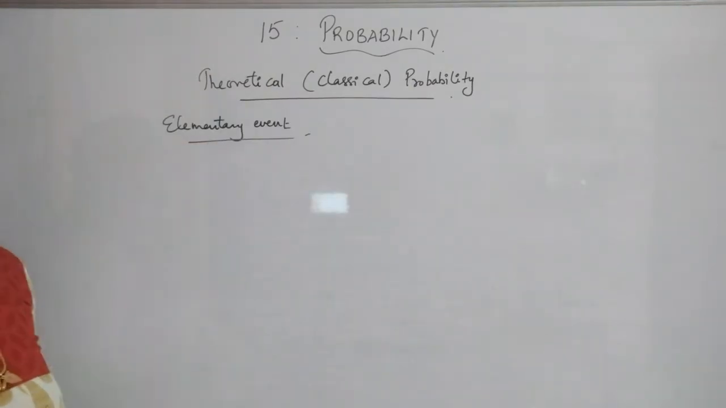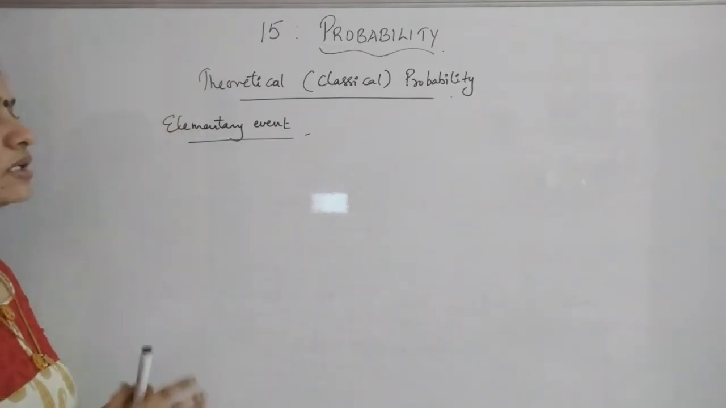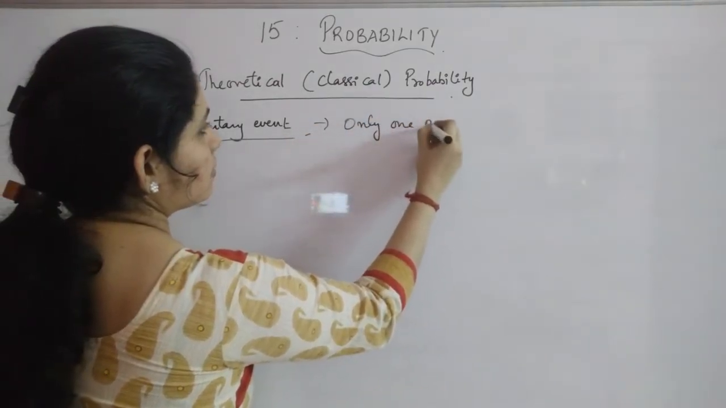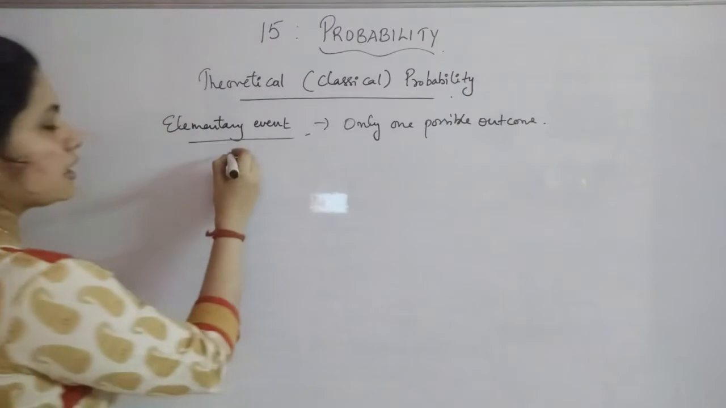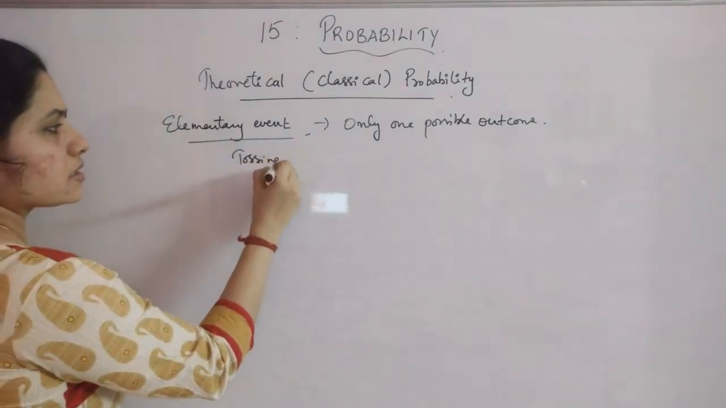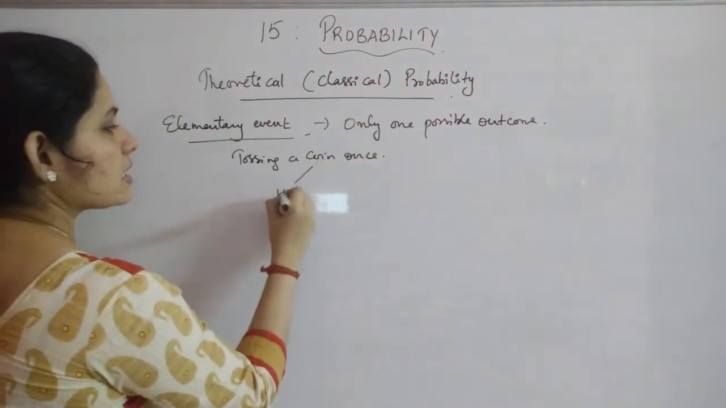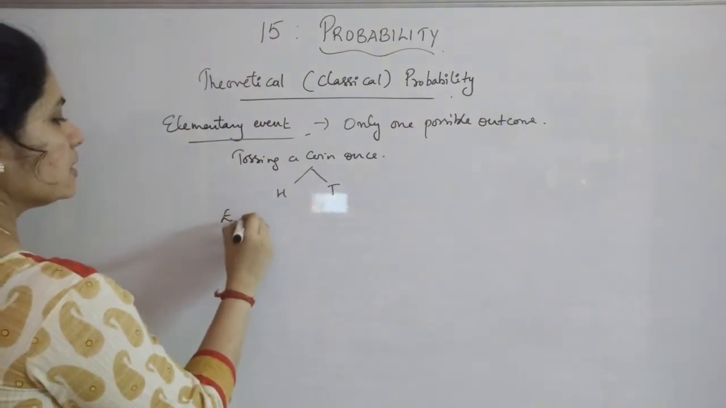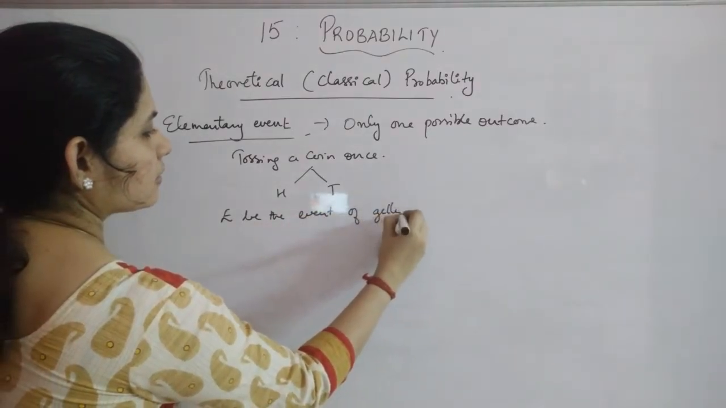Next one is, what is an elementary event? The meaning of elementary is you will have only one possible outcome for the given experiment. Only one possible outcome. That is, suppose you are again tossing a coin once. You have 2 outcomes, that is H and T, head and tail. And let E be the event of getting a head.